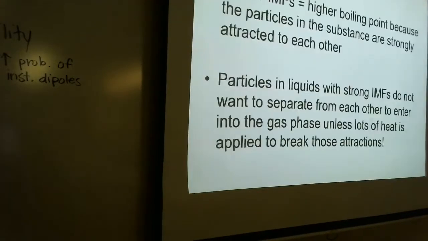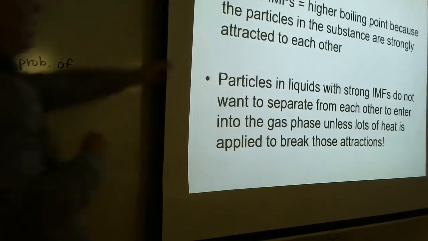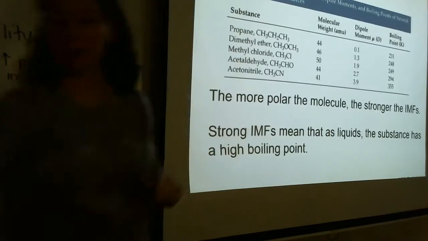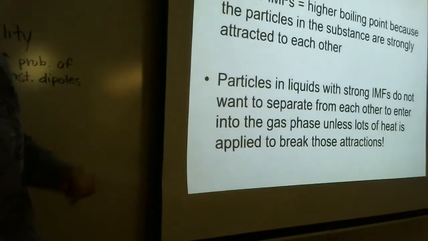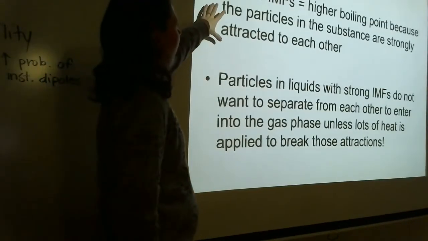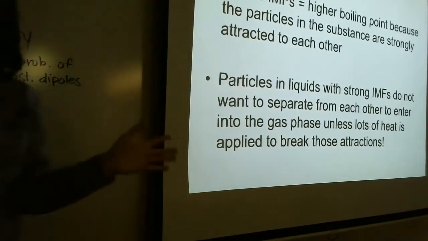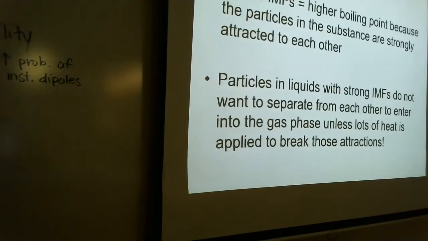This is what I just said, right? We have stronger, higher intermolecular forces. We have a higher boiling point. Higher boiling point, right? Because they're strongly attracted. You have to overcome that. So the stronger the IMFs, the higher the boiling point.